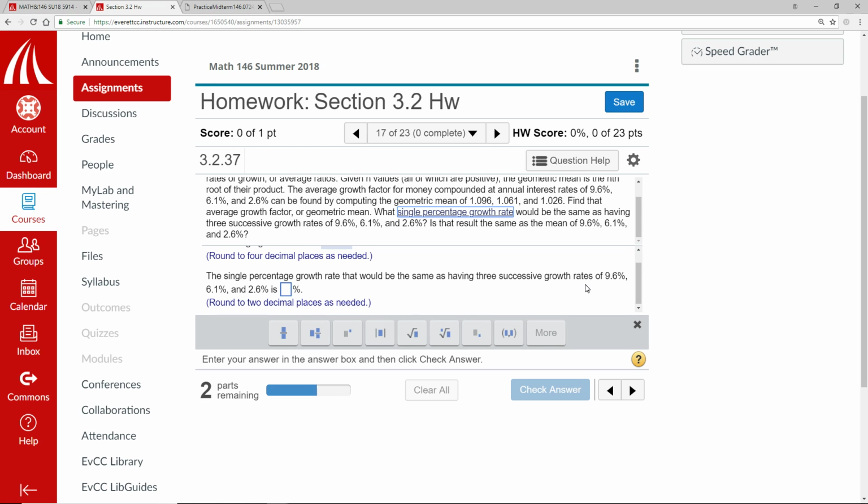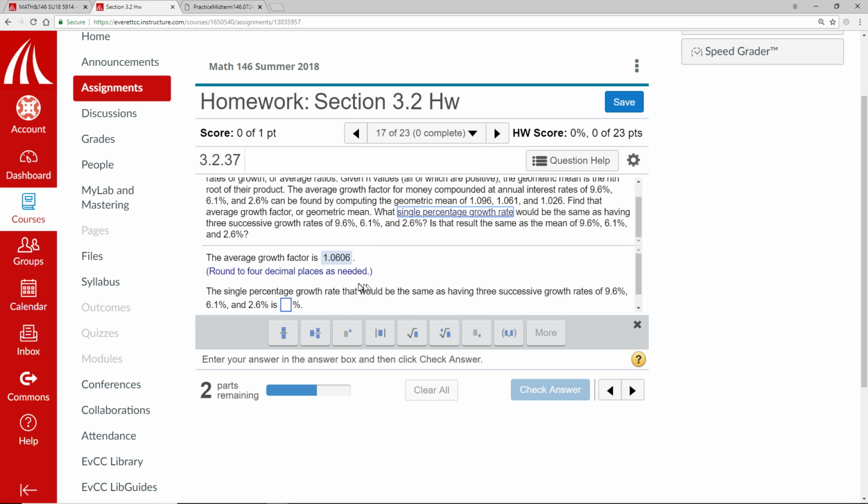So they want me to subtract 1 from the growth factor and then multiply by 100. So if I subtract 1 and then multiply by 100, I'm getting 6.06.